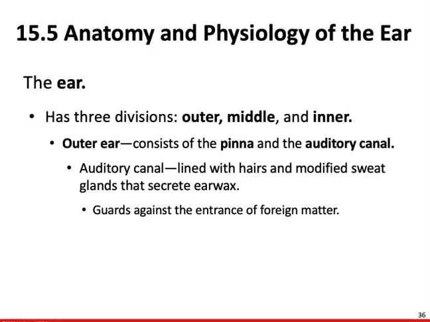So that external auditory canal is going to be lined with hairs and modified sweat glands that secrete earwax. This is going to help protect against foreign matter. If you remember way back when we talked about the different types of biomolecules, we talked about earwaxes, we talked about cerumen, and it actually has an insecticide feature that's going to repel insects, keep them out of crawling in your ears, which are warm and dark and moist. So it'll guard against the entrance of foreign matter, that earwax and those hairs.